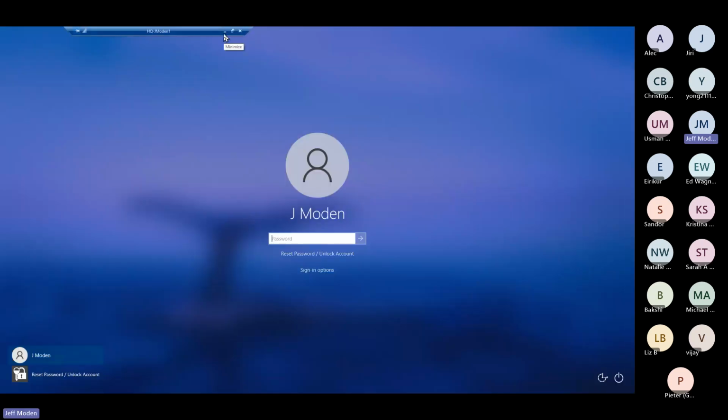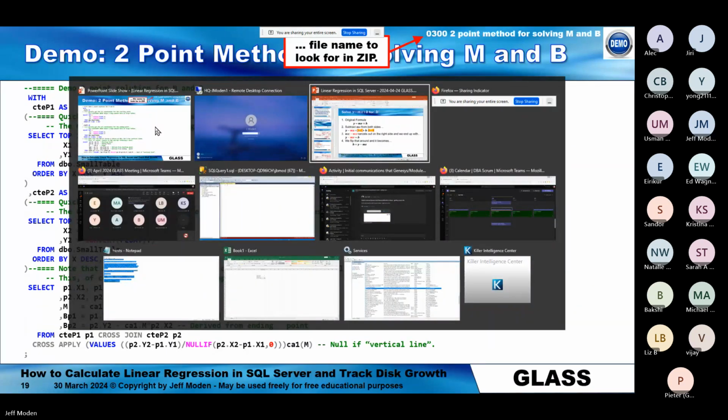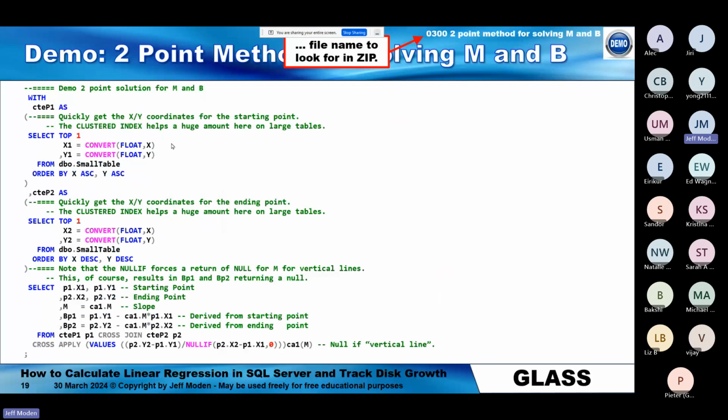And that's the wrong one. Let's try this again. Actually, hang on just a minute.